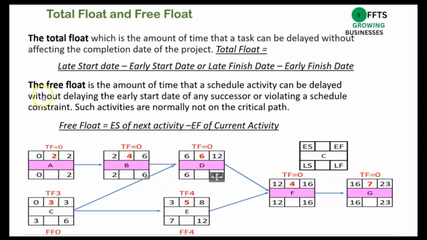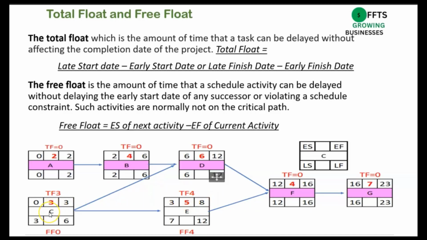So let's look at the second concept, the free float. That is the amount of time that a scheduled activity can be delayed without delaying the early start of any successor or violating a schedule constraint. Such activities are normally not on the critical path. Free float is the early start of the next activity minus the early finish of the current activity. We are looking at activity E, so the early start of the next activity is 12, minus the early finish of the current activity, which is 8. So you realize here there is a free float of 4, the difference between 8 and 12.